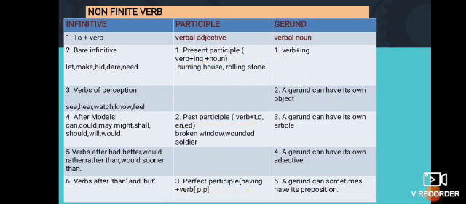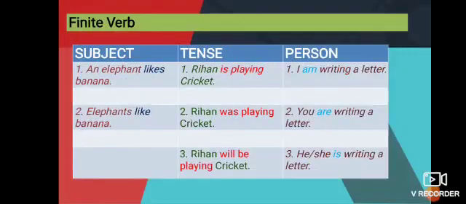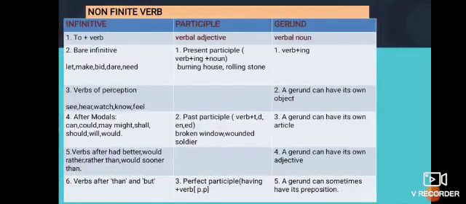Then there was a gerund, that is, it's called a verbal noun. It is actually a verb but sometimes acts as a noun. So it is called a gerund. It is always used in its ing form. Next is verb plus ing, as I've told you, it is always used in its ing form. Next, a gerund can have its own object because it is a verb but acts as a noun. So a noun can have its object sometimes.